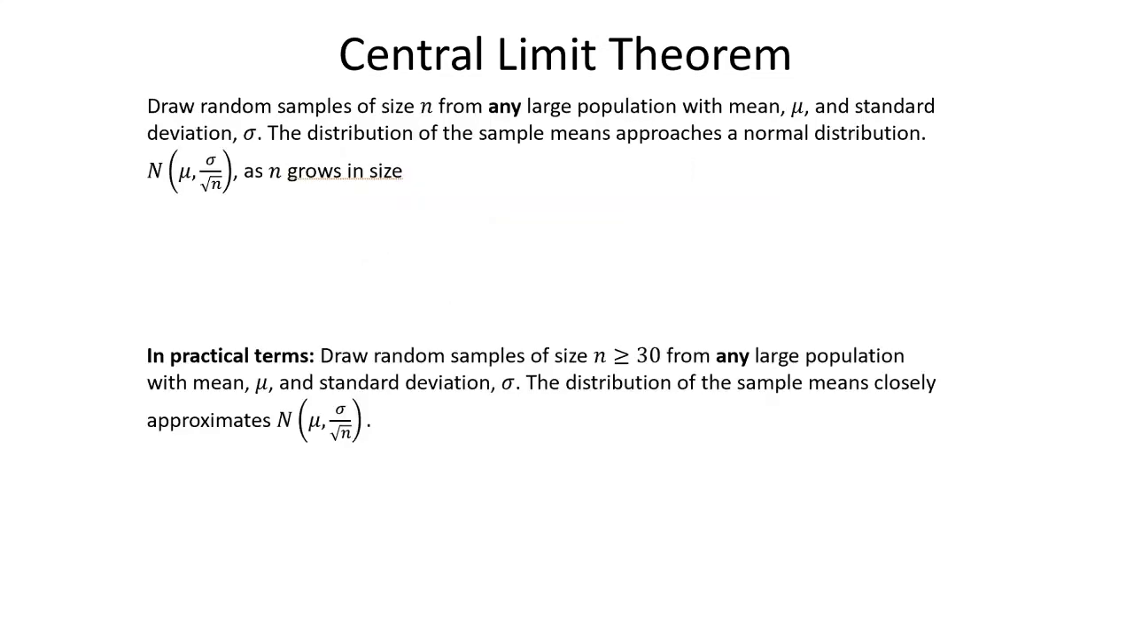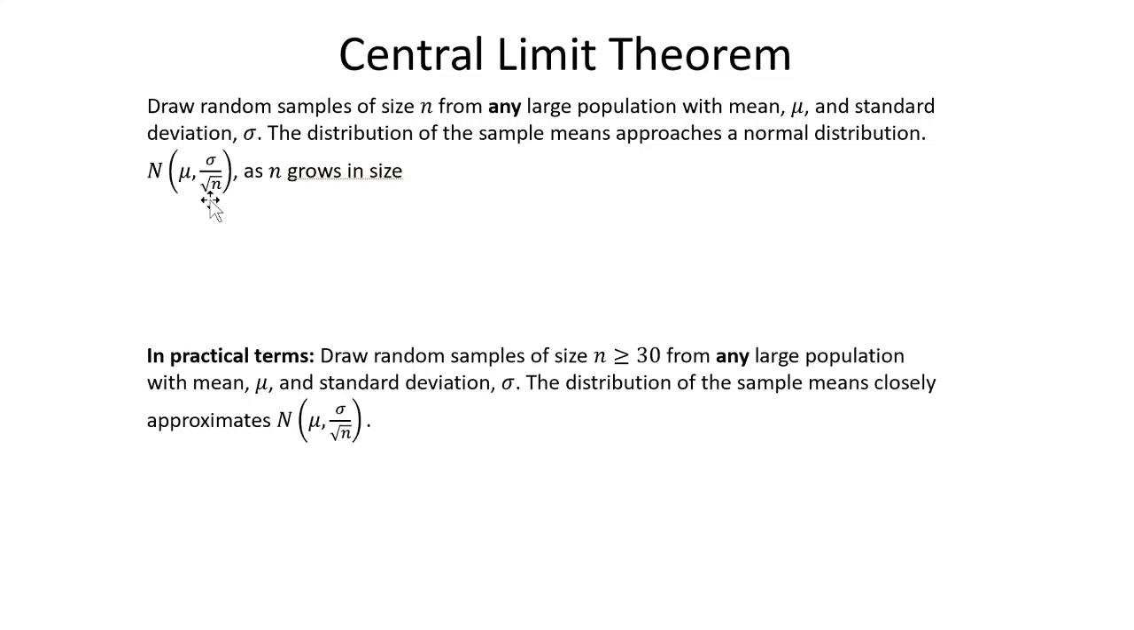In this video, we're going to be talking about the central limit theorem and then solving a probability problem using the central limit theorem. Our strict definition says draw random samples of size n from any large population with mean mu and a standard deviation of sigma. The distribution of sample means approaches a normal distribution with a mean of mu and a standard deviation of sigma divided by the square root of n as n grows in size.